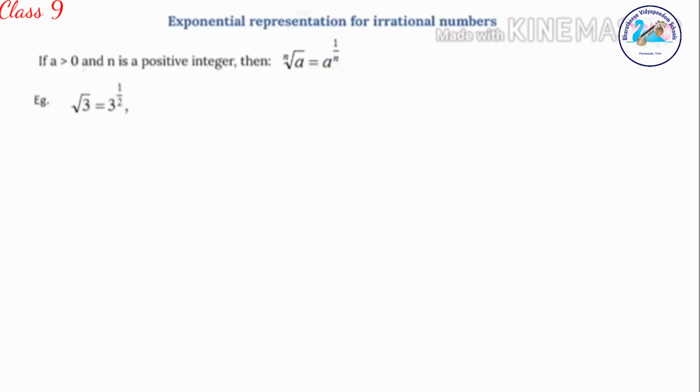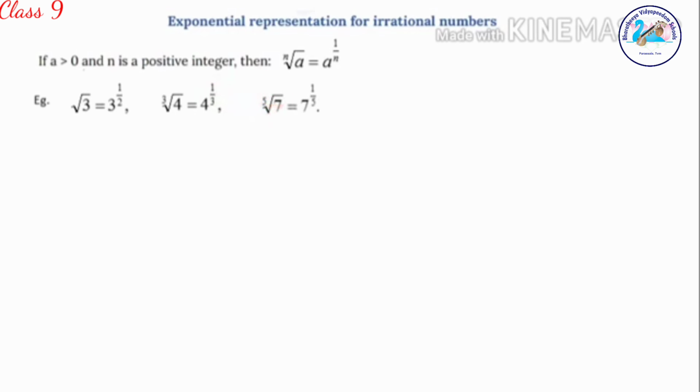Let's consider some examples. Square root of 3, we can write it with 3 as the base and the square root as power 1 by 2. Next example, cube root of 4 means the base is 4, and the 3 comes here as 1 by 3. So what we do is take the reciprocal and write it as the power. In the case of the square root, nothing else is there, so we write it as 1 by 2. Then cube root means 3 will be here, and when you write it as a power, you have to write it as 1 by 3.